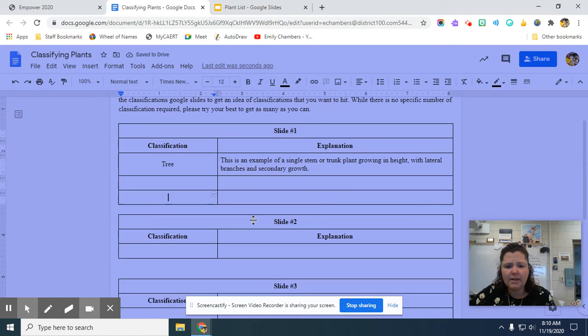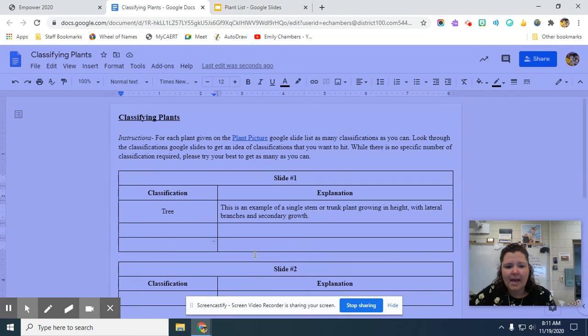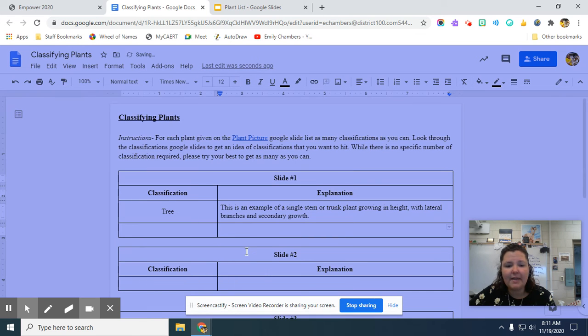So there's slide 1, slide 2, slide 3, slide 4. Again, you want to identify or classify that plant as many times as possible. And again, I'm not giving you a number. I'm not going to say you have to classify this 5 times. No. But if you turn it in and you've got 2 classifications per slide, no. I'm probably going to turn it back to you and say you need more. So try your best to classify it as many times as you can.